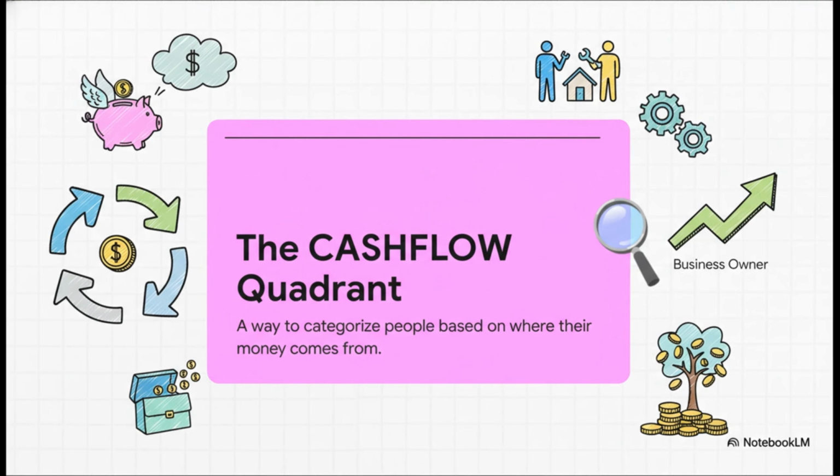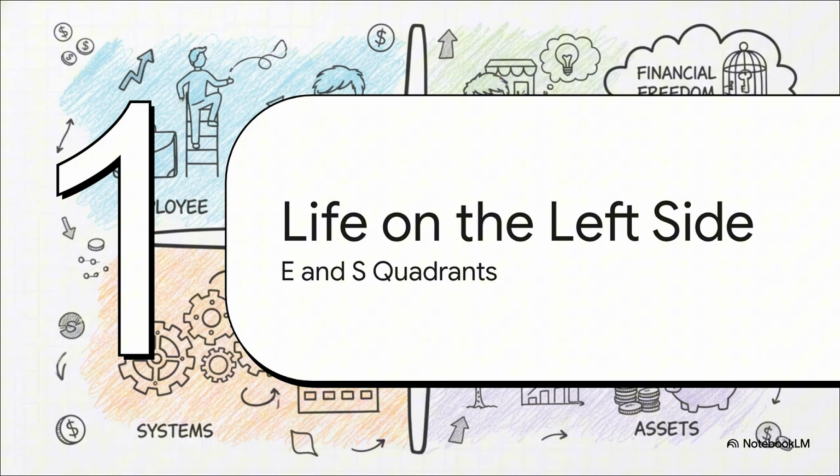Now here's the key thing to get. The quadrant isn't about how much money you make. Nope, it's all about how you make it, the source of your income. And believe it or not, every single one of us fits into at least one of these boxes. All right, let's kick things off on the left side of this quadrant. This is where, honestly, the vast majority of people earn their living.